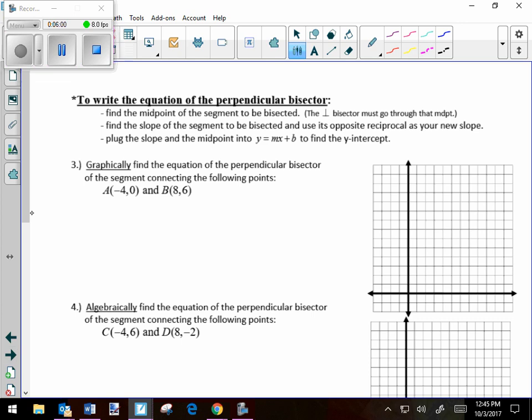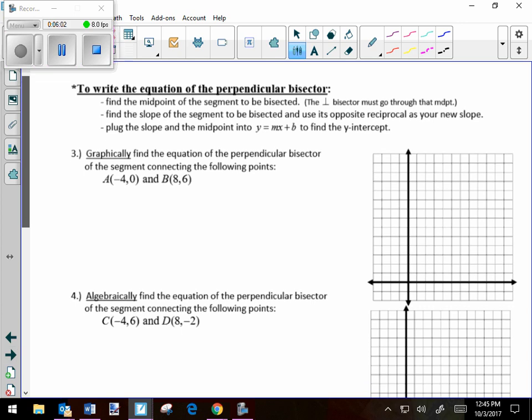When you flip to the next page, we're going to talk about writing equations of perpendicular bisectors. So when we write the equation of a perpendicular bisector, we're essentially writing the equation of a line, which means we should be using y equals mx plus b. In question number 3, it tells us that we're going to find the perpendicular bisector algebraically.